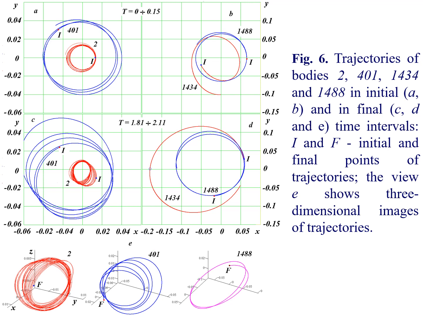It can be seen from the 3D views of the trajectories that they can rotate in space. As a result of the approach of bodies, the trajectories may change, and the periods of revolution may increase or decrease.